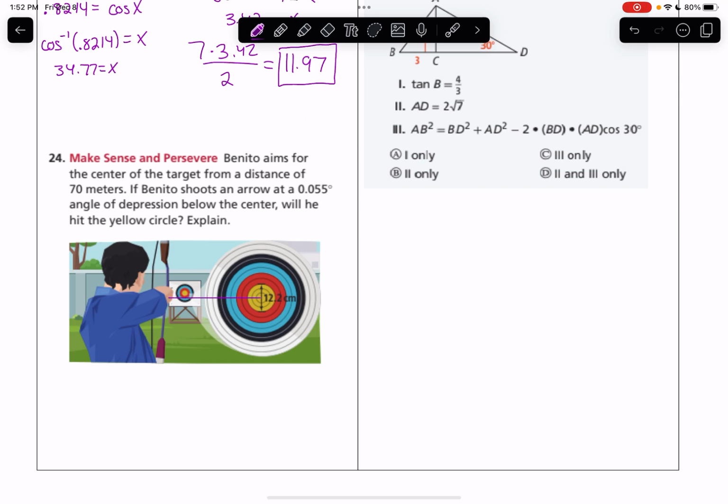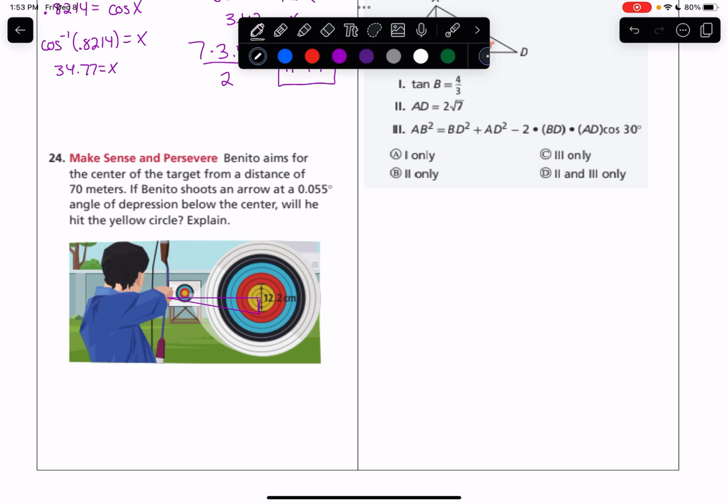Let's draw a line out over to his hand, and let's talk about where he's aiming. So he's got an angle of depression here. I'm going to make this sort of an exaggerated triangle a little bit, if I can. So the angle of depression is this angle right there, and that is 0.055 degrees. And he is standing at a distance of 70 meters away. Ooh, let me put that somewhere else.